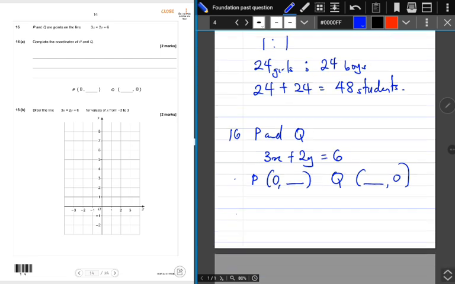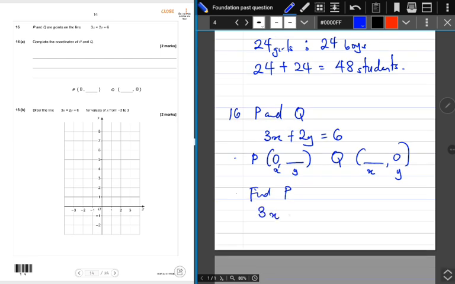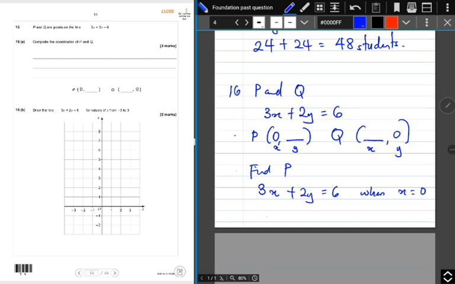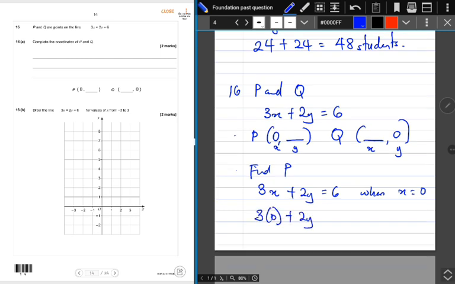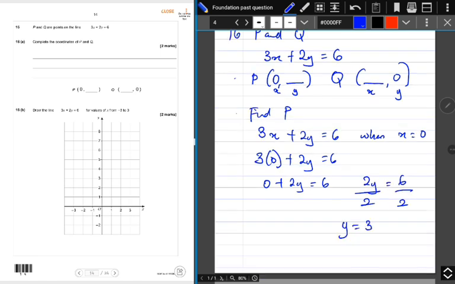Let's find P. This is x, this is y. So this will be 3x plus 2y equals 6 when x equals 0. So this will be 3 into bracket 0 plus 2y equals 6, and this will be 0 plus 2y equals 6. Then 2y equals 6, divided by 2 on both sides, then y equals 3. That's going to give us 3.